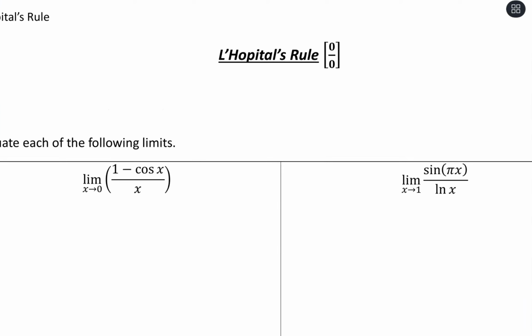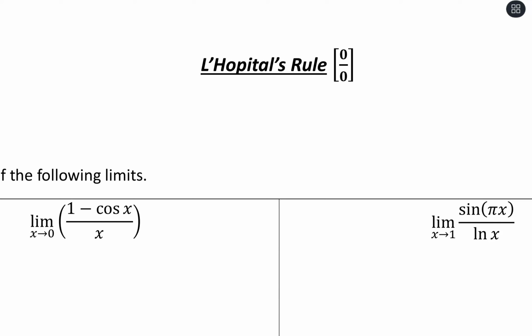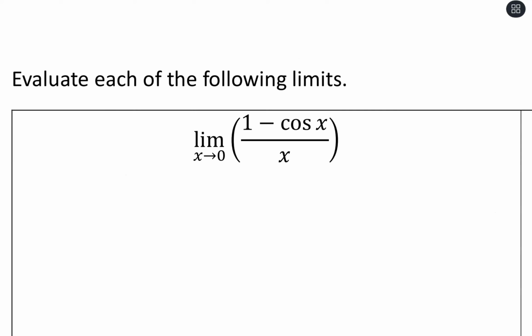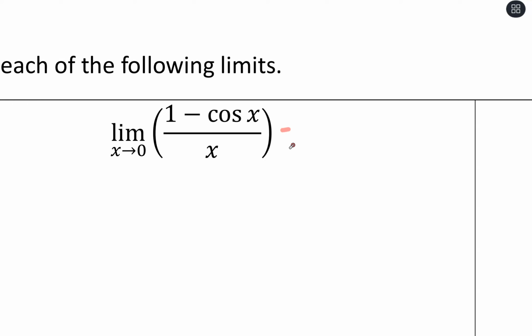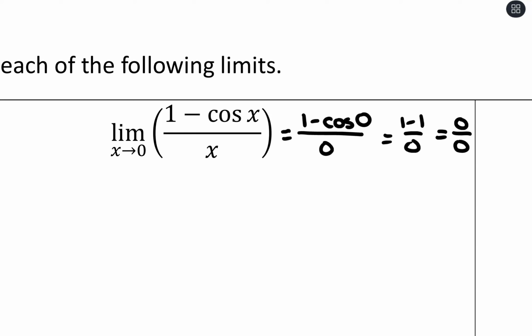So this occurs when we're evaluating the limit and we end up with 0 over 0. So let's take a look at if we were evaluating this limit as x approaches 0 of (1 minus cosine x) over x. Well, that would be 1 minus cosine of 0 divided by 0, which is 1 minus 1 over 0, and so we end up with 0 over 0, and we can't do that. It's technically undefined, but we can evaluate that limit.